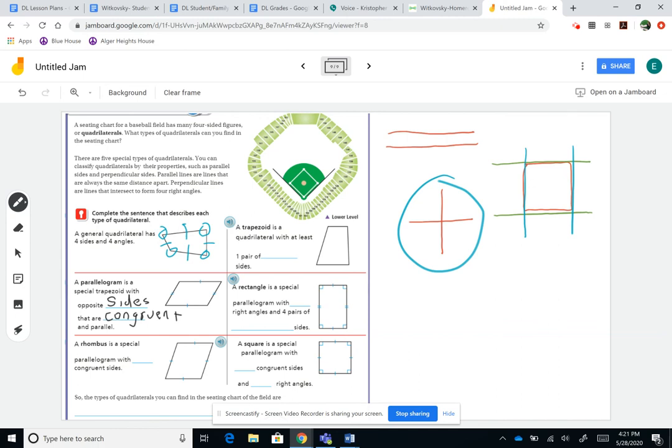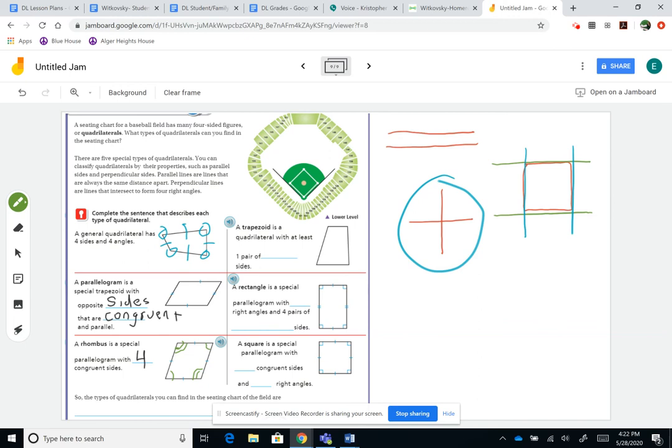A rhombus is a special parallelogram with blank congruent sides. How many congruent sides? Well, look at those hash marks. How many are on each one? Just 1, and there are 4 of them, so it's 4 congruent sides. But if you look, the angles are not congruent. The top right and the bottom left, those 2 are congruent, but then the top left and the bottom right are obtuse. They're different. So they are congruent with each other, but they're not all congruent together.